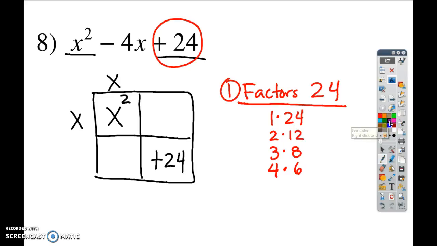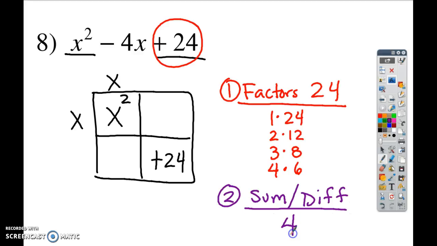Out of those factors, question number 2, which one gives you a sum or a difference of 4, which is the middle term? Which one of these factors gives you a sum or a difference of 4? None. If you add 1 plus 24, that's 25. If you subtract them, that's 23. If you add 2 and 12, that's 14. If you subtract them, that gives you 10.